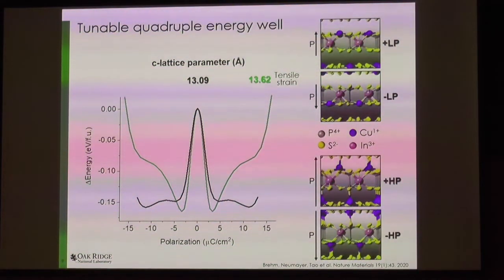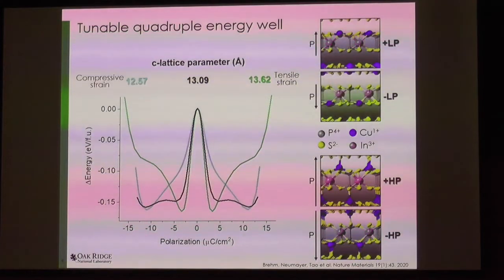If we apply tensile strain and we have a lattice parameter of 13.6 instead of 13.09, we get very pronounced minima in the low polarization state. If we squeeze the crystal, apply a compressive strain, we get just the opposite situation. We mainly end up in the HB state.